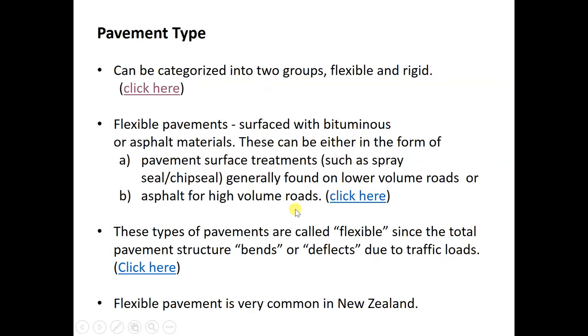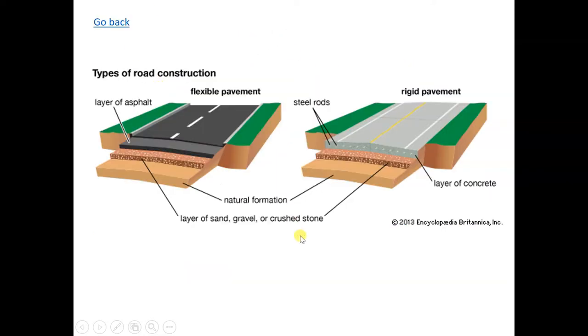Okay, the pavement types usually consist of two types, the flexible and the rigid pavement. You can see that on the left hand side is a flexible pavement, and on the right hand side the rigid pavement. For the flexible pavement we have the sub base and the base course. But here it says layers of sand, gravel and crushed stone.